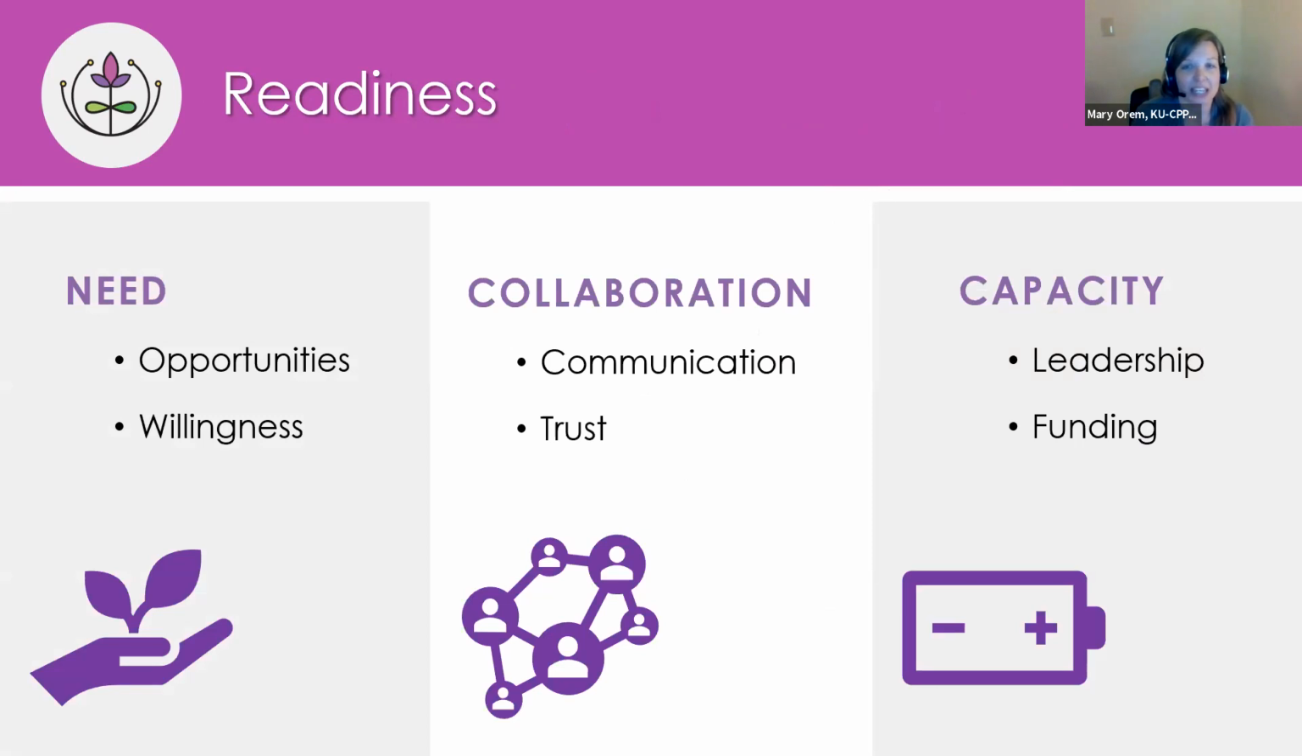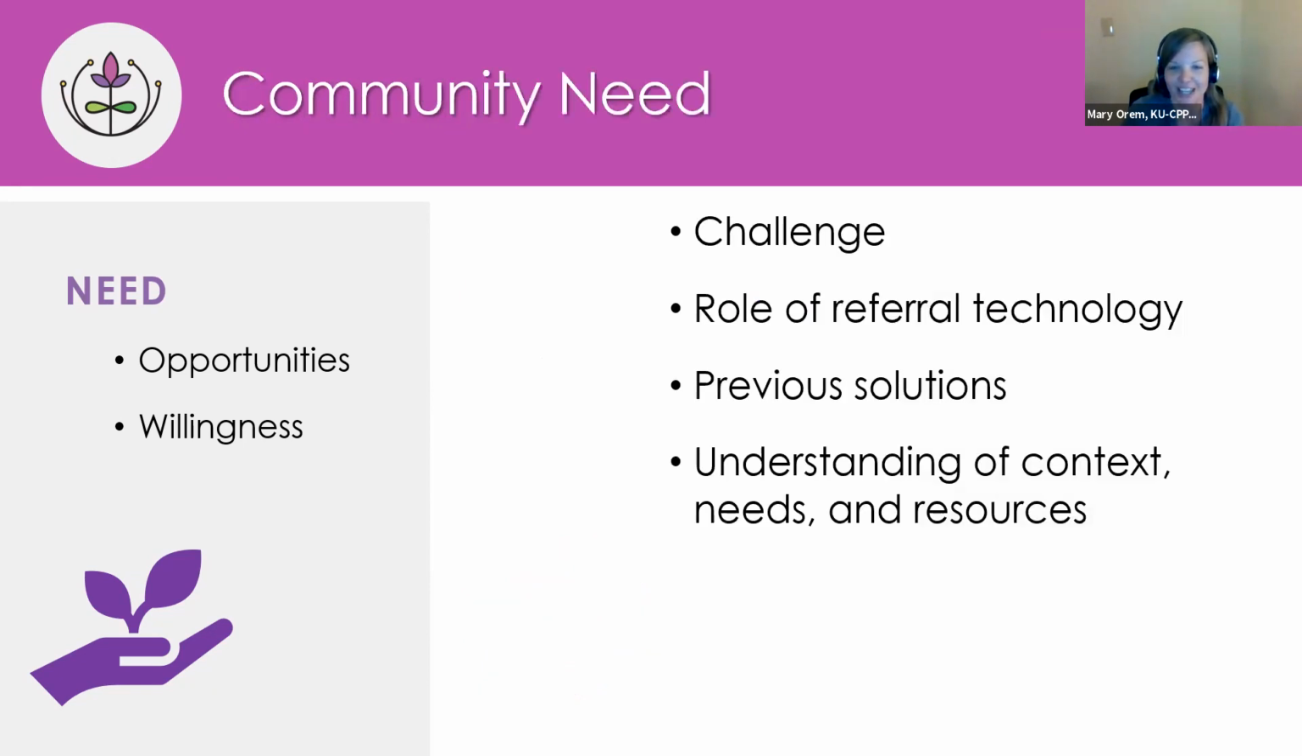So this first is community need. What are the current gaps or needs, and is there willingness to adopt new solutions? The second is community collaboration, how partners currently work together and communicate. And then finally, capacity. Is there leadership and available funding to drive this work? So we're going to dig into each of these pillars ever so briefly, and hopefully help you think about the current state of your community or state and how this might apply.